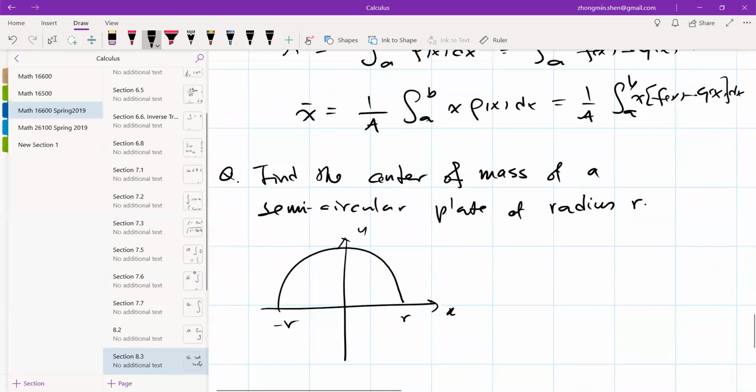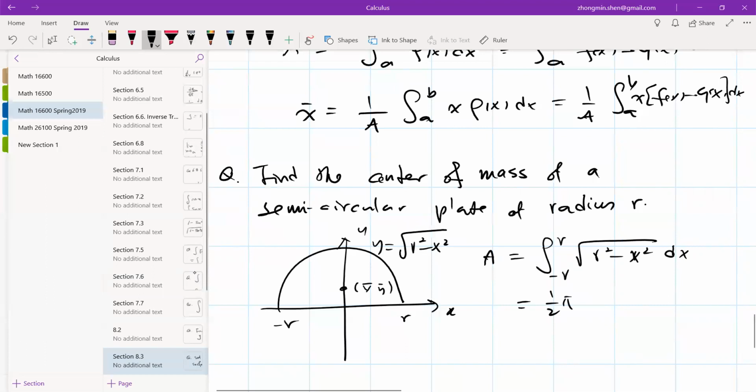Well, the center must be on the y-axis. Okay. So clearly by the symmetry, you don't need to waste time to do that. So A, the area, is going to be the integral of this function from negative r to positive r, square root of r squared minus x squared dx, because this is the graph of this function. And we already know that it's going to be half of pi r squared. Why? Because this is the area of the semicircle, so it's divided by 2.